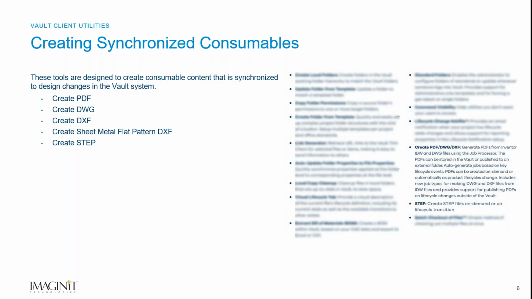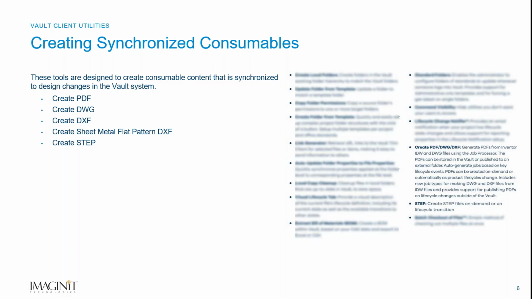But creating the PDFs, but also then creating those DWGs, taking an Inventor, could be an Inventor IDW, and I want to create just an AutoCAD DWG upon release, and then creating step files, right? We can create step files on demand or on lifecycle transition. So maybe once we're done with a project, one of the last things we have to do is create a step file so we could send it out so someone could take it externally to use it in a CNC. So all of these consumables, these are all part of that.